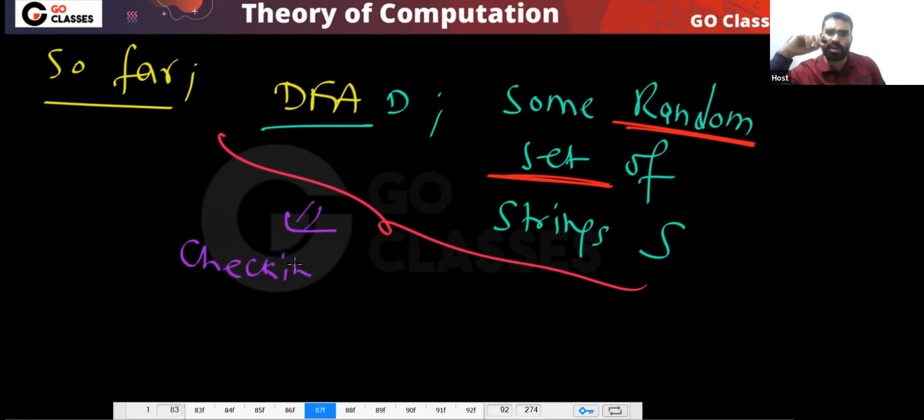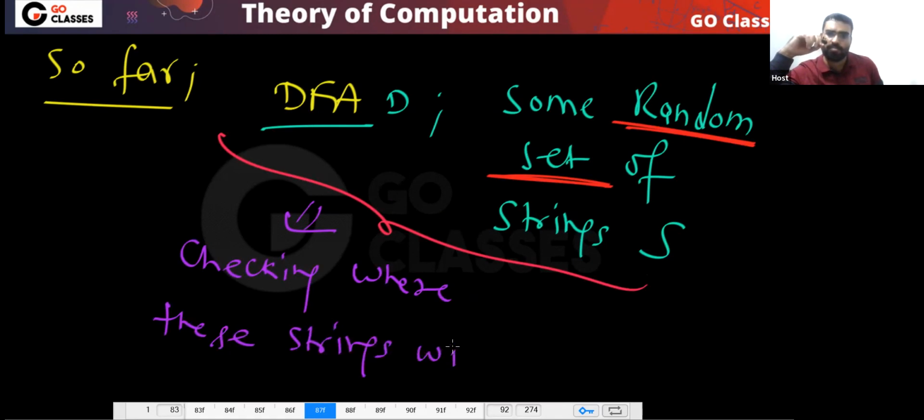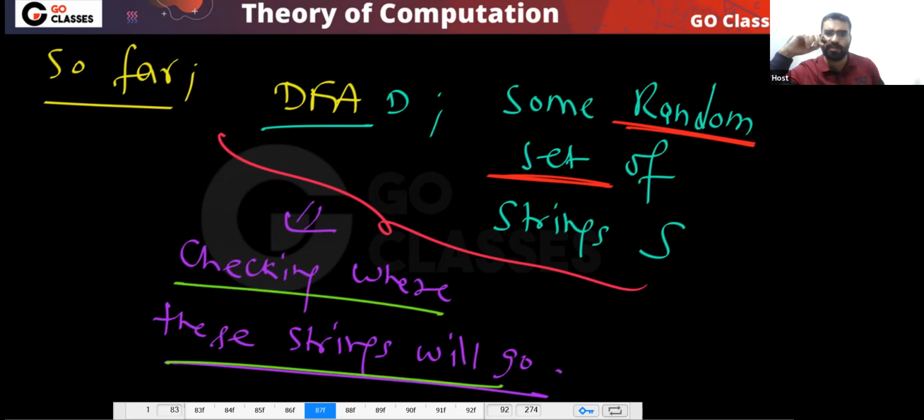This is what we have done so far. Yes or no? Checking where these strings will go. So this is what we are checking. We are checking where these strings will go. So very simple. This is what we have done so far.